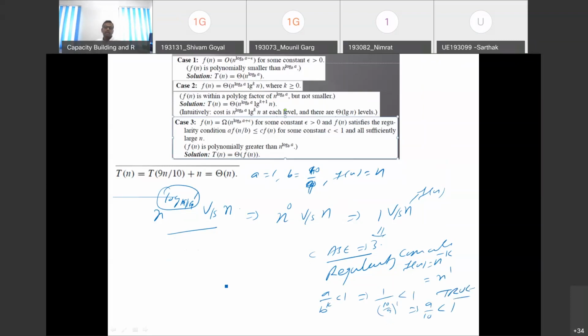Okay, so both are true for case number 3. The regularity condition is also holding, in addition to f(n) being polynomially larger than n raised to the power log a base b. It means we can say that its complexity is going to be of the order of f(n), or theta of n, isn't it? Any question?